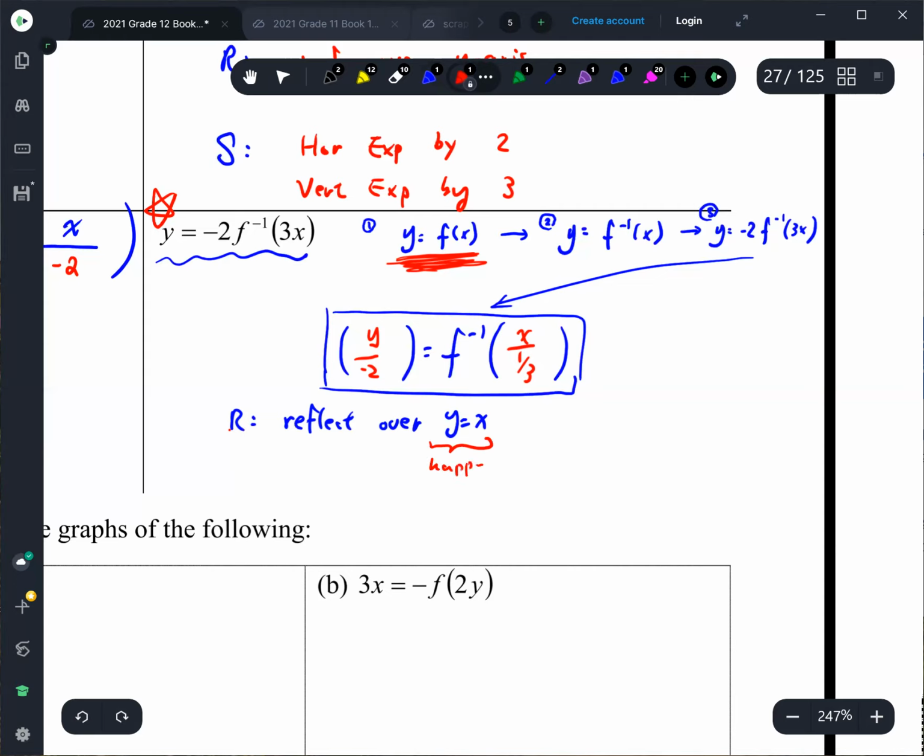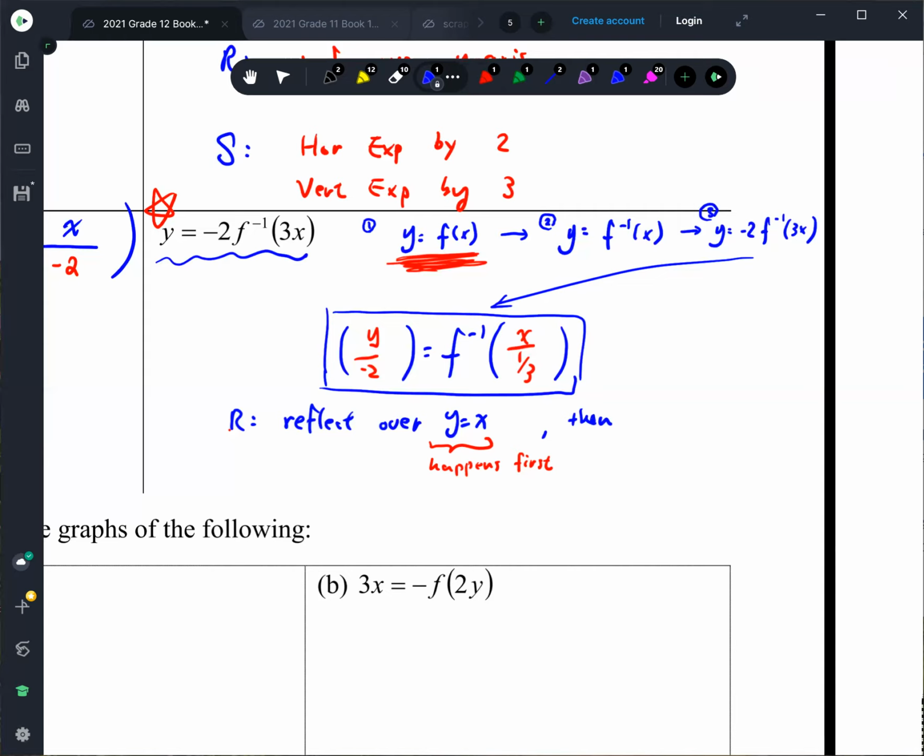Happens first. Okay, so because later on we're gonna do graphs, right? So you need to make the graph turn into inverse first, and then you start to apply other reflection or expansion, okay? So that happens first. Then after I reflect over y equals x, then reflect over x-axis.